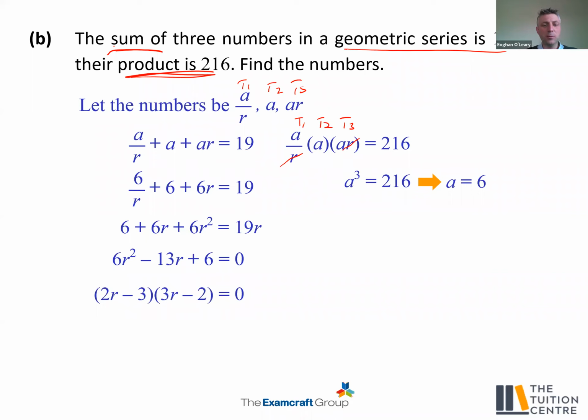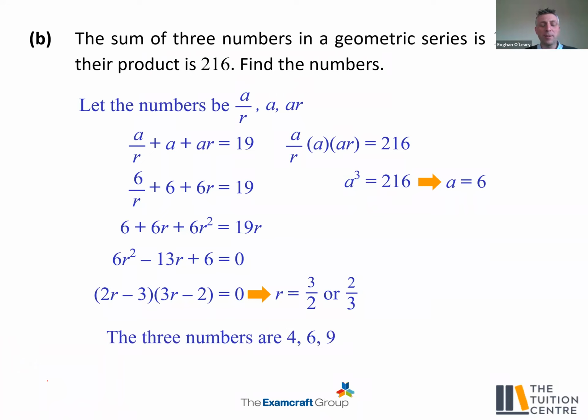Factorize. You can use your guide number, you can use your brackets method, whichever you like. The big X method, the one I learned myself as a student, you get 2r minus 3 times 3r minus 2 equals 0. Two things multiplied together to give you 0. Either the first will be 0 or the second will be 0. And once you solve that, you're going to get r is 3 over 2 or r is equal to 2/3. Either way, regardless of whether r is 3 over 2 or r is equal to 2/3, you're going to find that the three numbers are 4, 6, and 9.